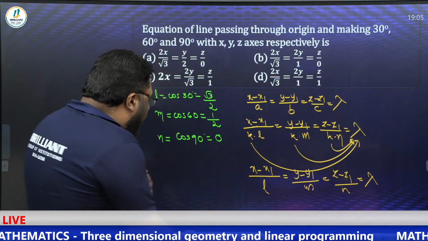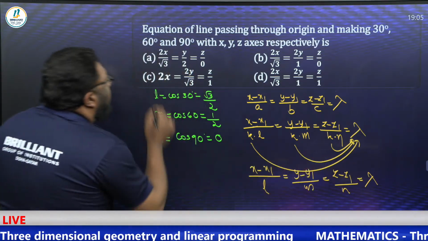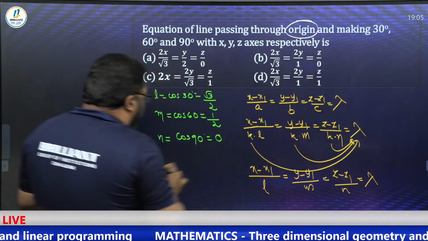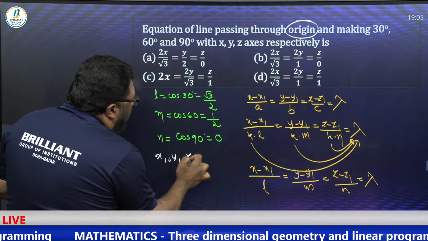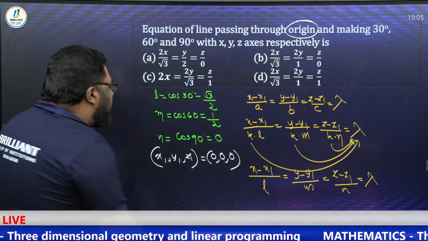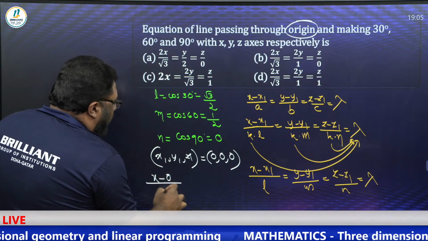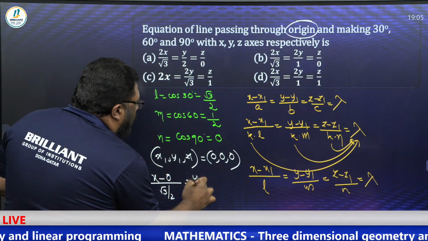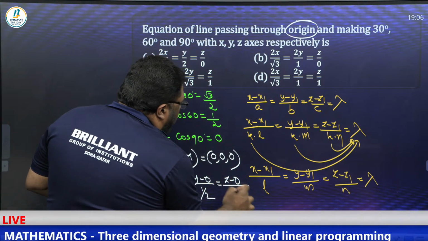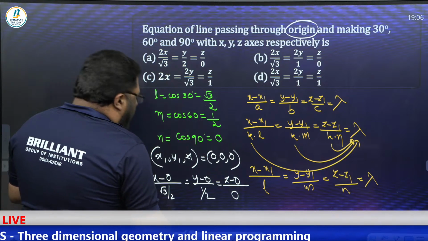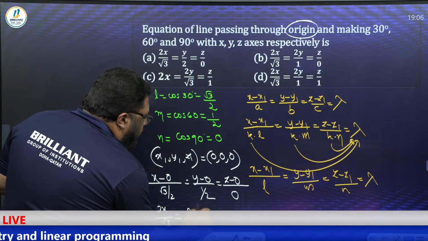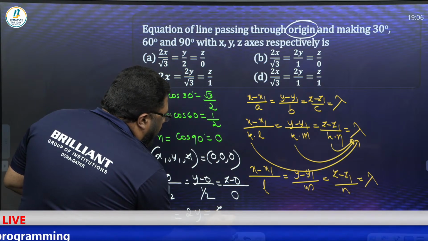So what will be my new equation here, with the line passing through the origin? The point x1, y1, z1 is 0, 0, 0. So what's my equation? X minus 0 by root 3 by 2, y minus 0 by 1 by 2, z minus 0 by 0. So x by root 3 by 2 is going to be 2x by root 3, y by 1 by 2 is 2y, and z by 0.